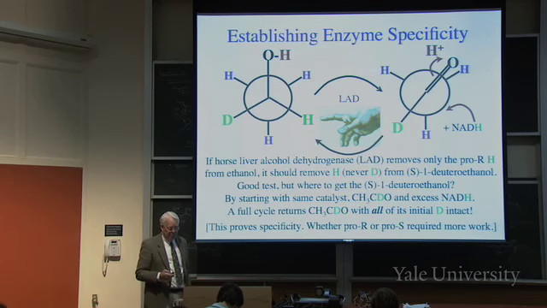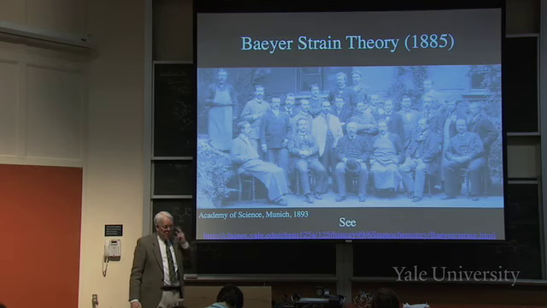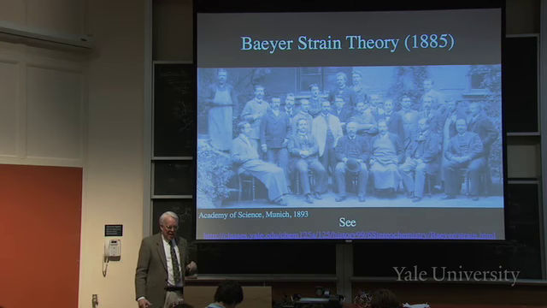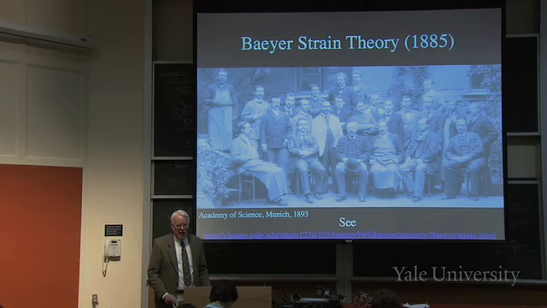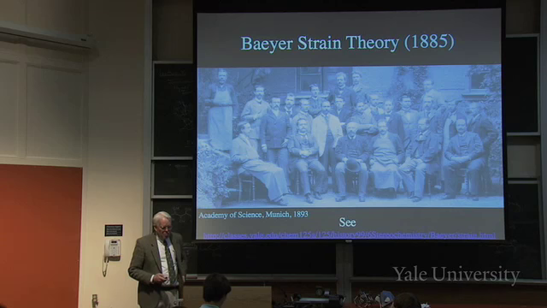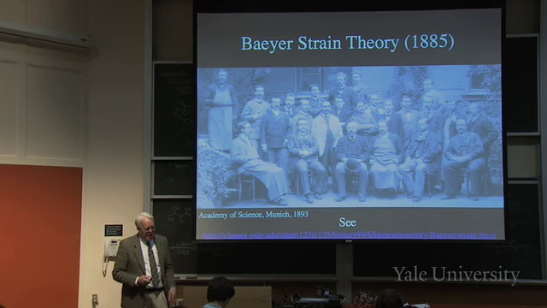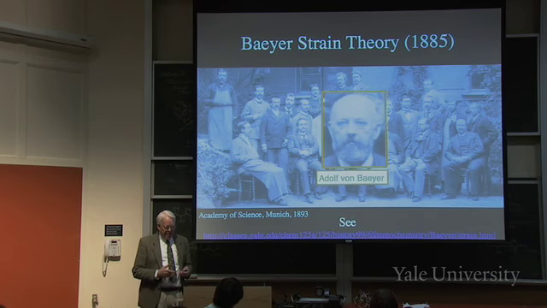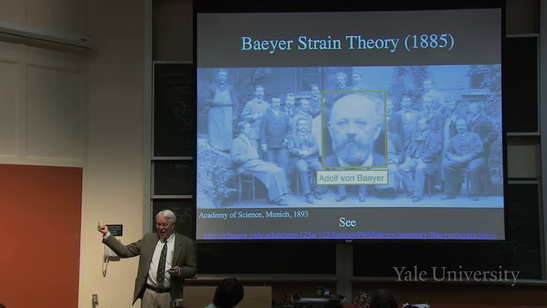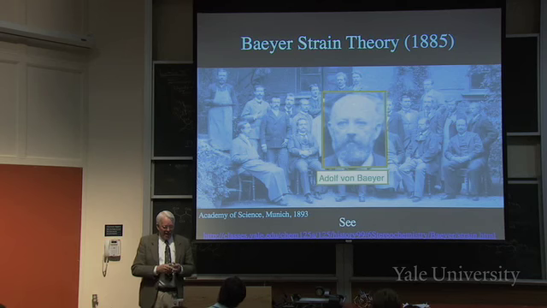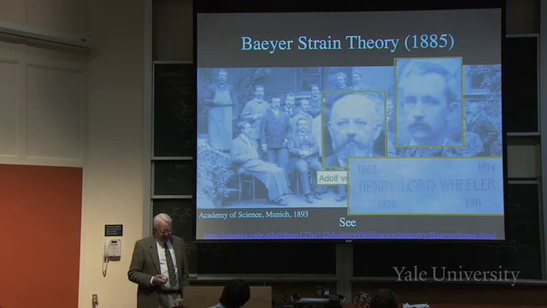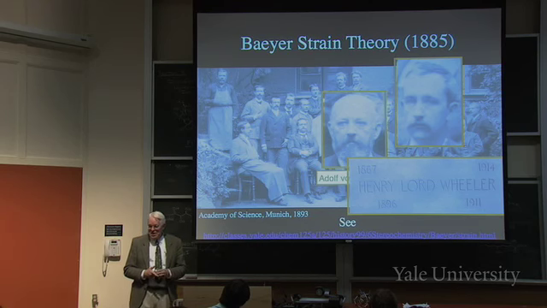groups or atoms. Okay, next subject is Baeyer strain theory, which was proposed in 1885. So that's 10 years after Van 't Hoff, okay? So here's the group in Munich in 1893, and here front and center is the boss of the group, Adolf von Baeyer. And this picture hangs in the hallway out there, the original picture. You can look at it. And the reason it does is that this guy here is Henry Lord Wheeler. Did you ever see his name?